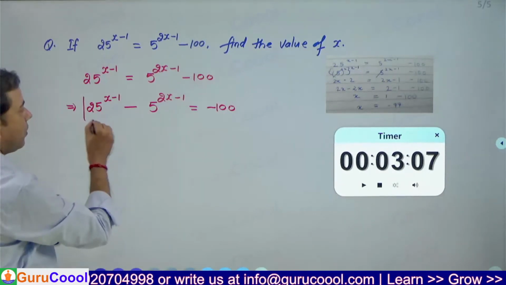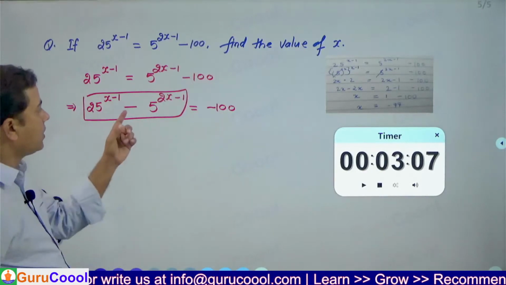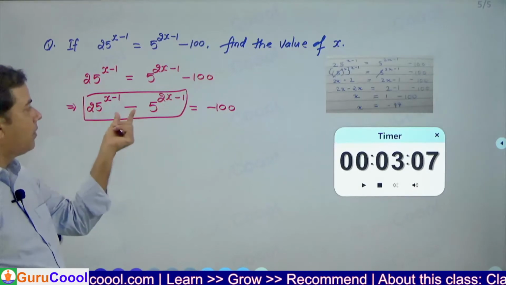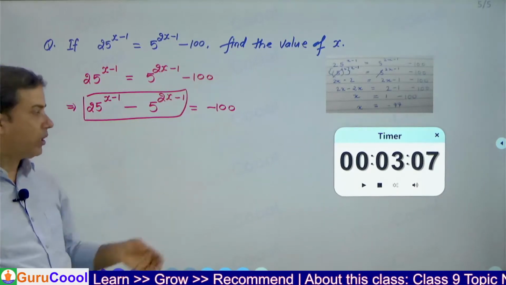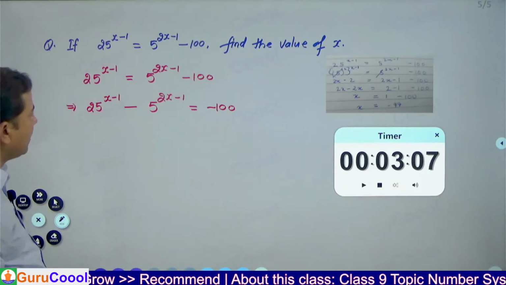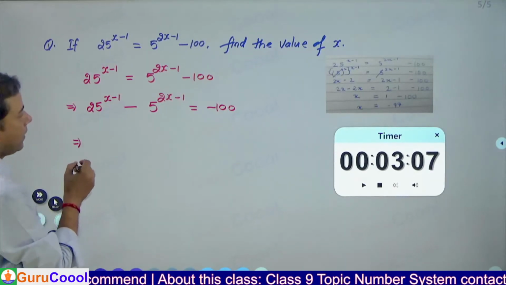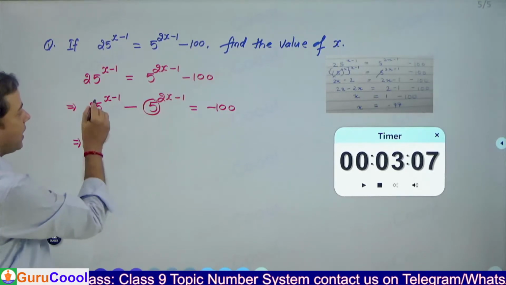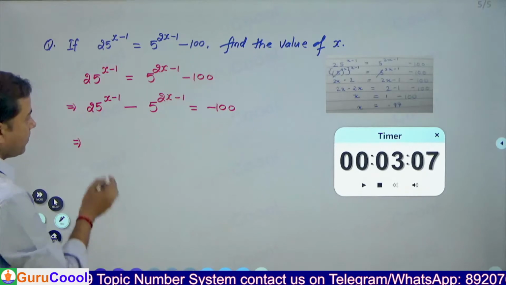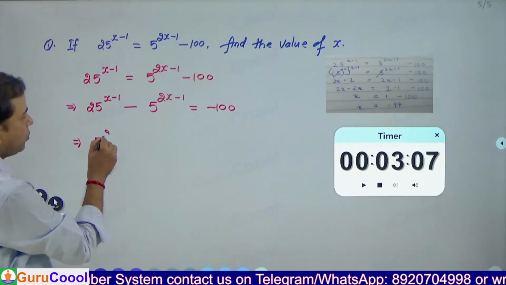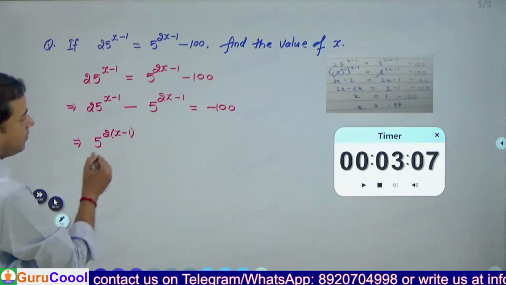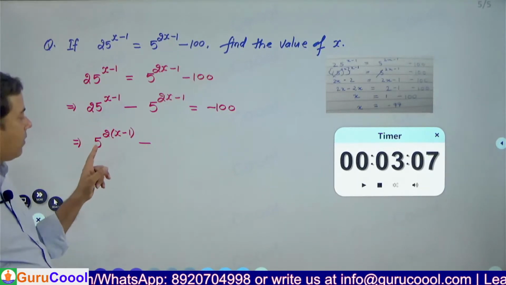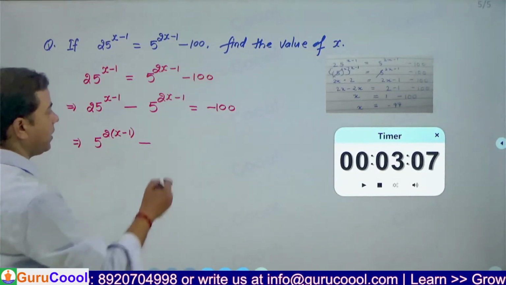Now there is no formula available like this because it's a minus sign between them. Neither bases same nor power same. Sign also is negative. Nothing is feasible. But what we can do is, let us make the bases same. 5 is the base here. We can make the base here also 5 only. It's 5 raised to the power 2 times x minus 1. Is that okay? Because 5 square is 25. We can make 5 the base. So now we have the base same.